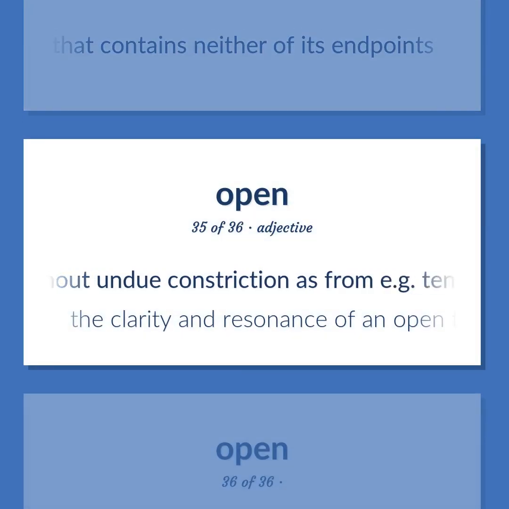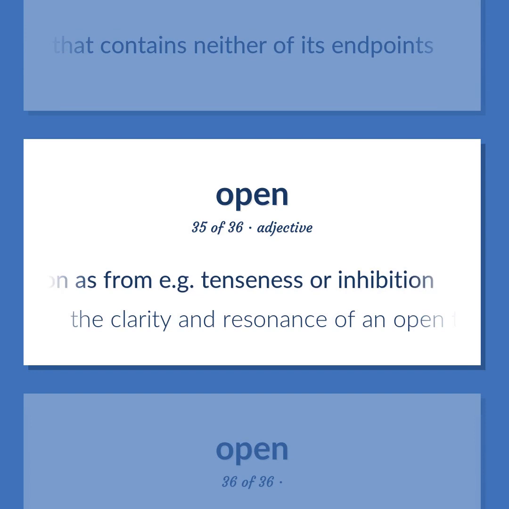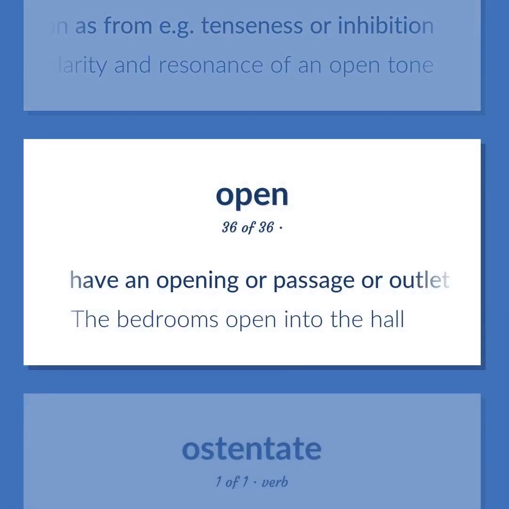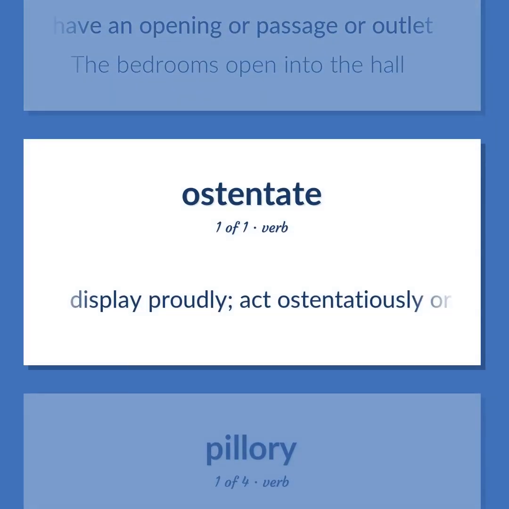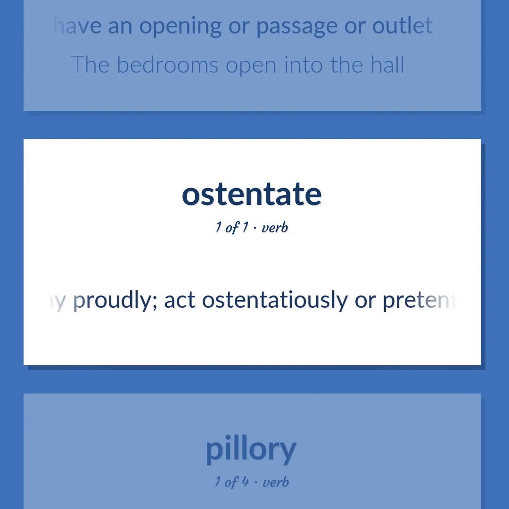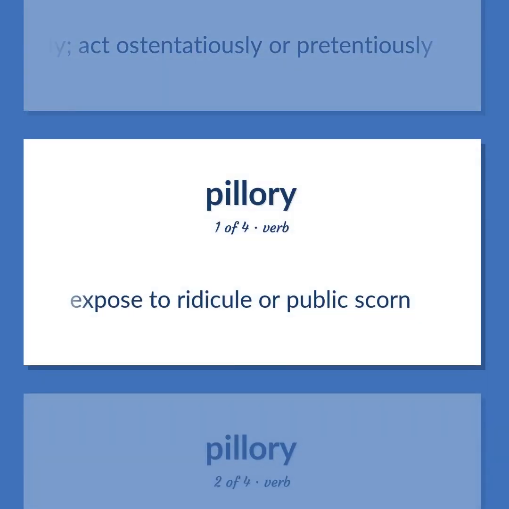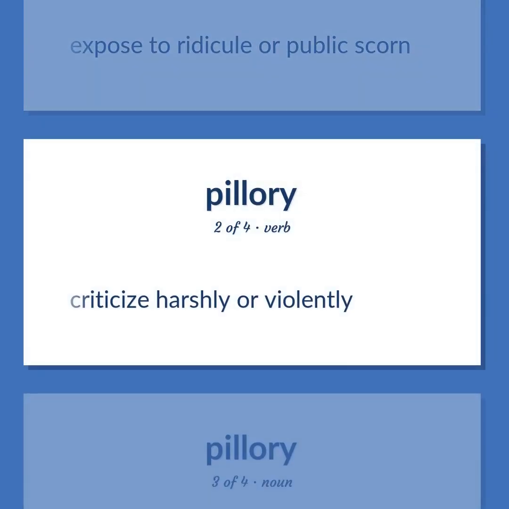Without undue constriction as from, e.g., tenseness or inhibition. The clarity and resonance of an open tone. Have an opening or passage or outlet. The bedrooms open into the hall. Display proudly. Act ostentatiously or pretentiously. Expose to ridicule or public scorn. Criticize harshly or violently.